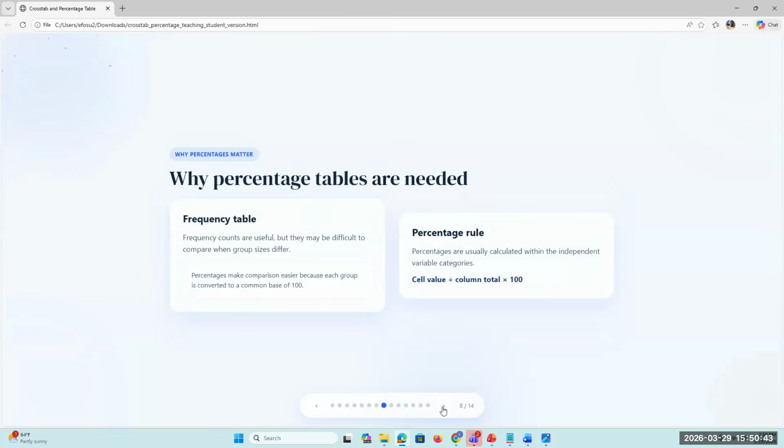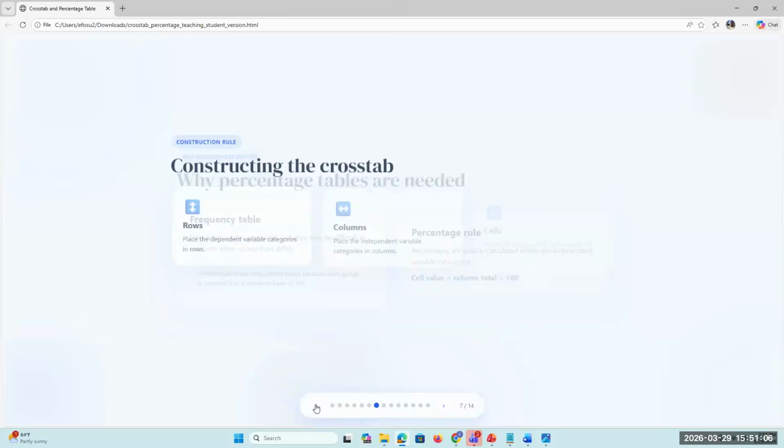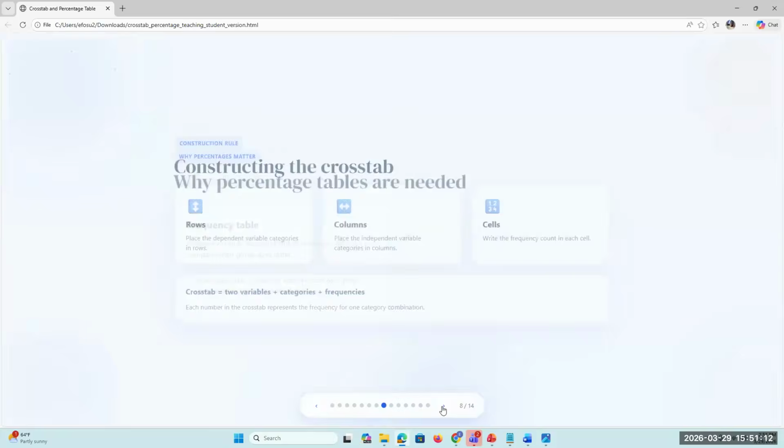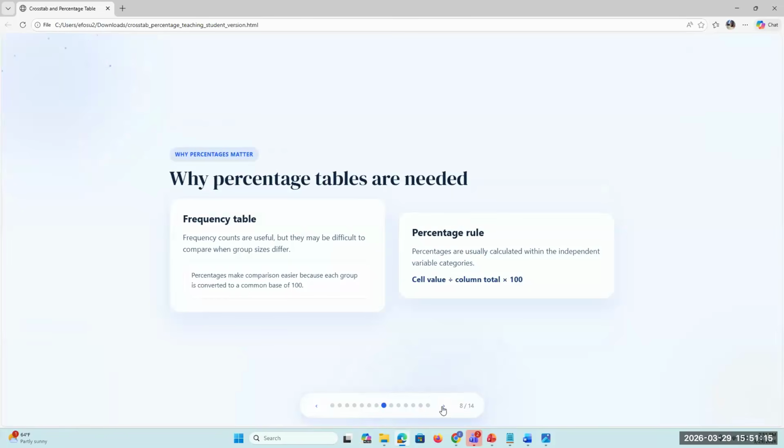Now, a frequency table: the frequency counts are useful, but they may be very difficult to compare when groups differ in size. So based on that, we want to represent the figures as percentages. The figures you see over here, like the 4, the 5, the 6, when it comes to a percentage table will be represented in percentage form, converted on the base of 100.